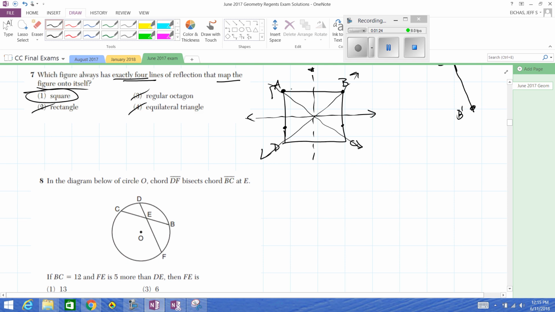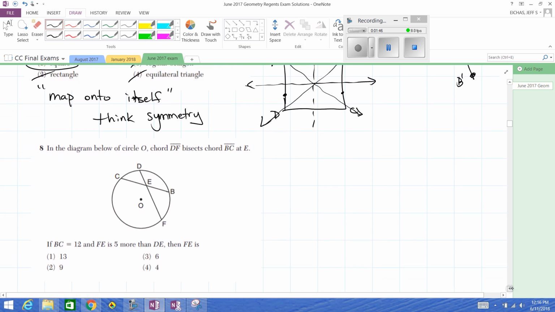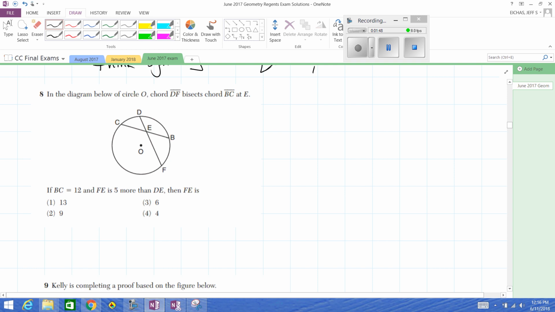So map onto itself, another word that I like to teach my students is think. When you see map onto itself or something like that, think symmetry. This is line symmetry. There's other problems that would have rotational symmetry involved. All right. So next, okay, key term here.